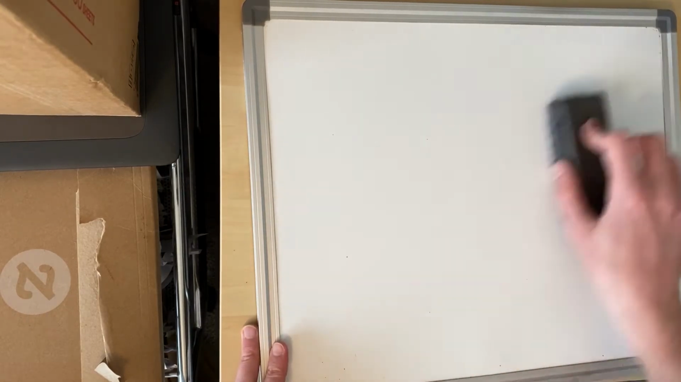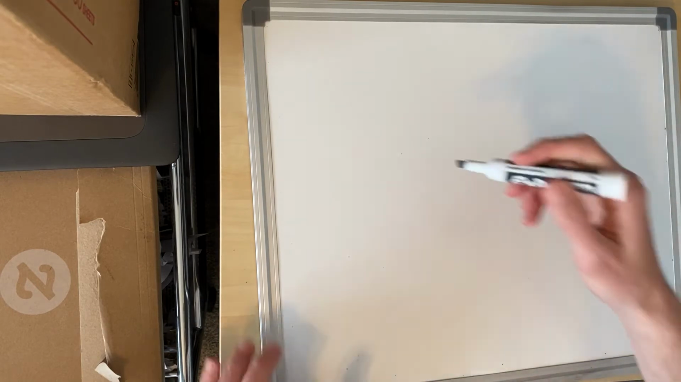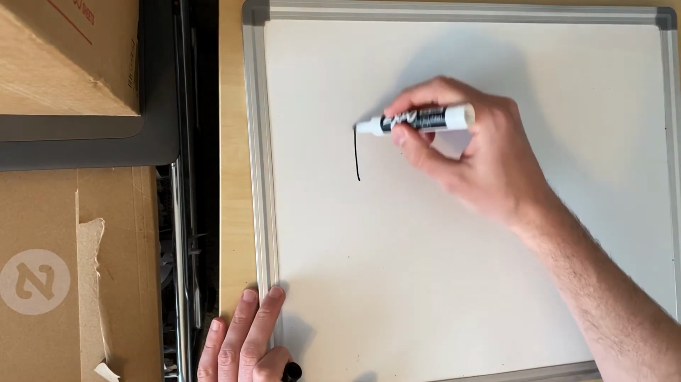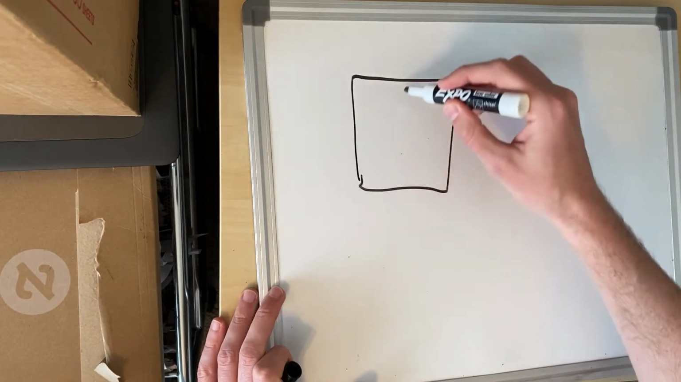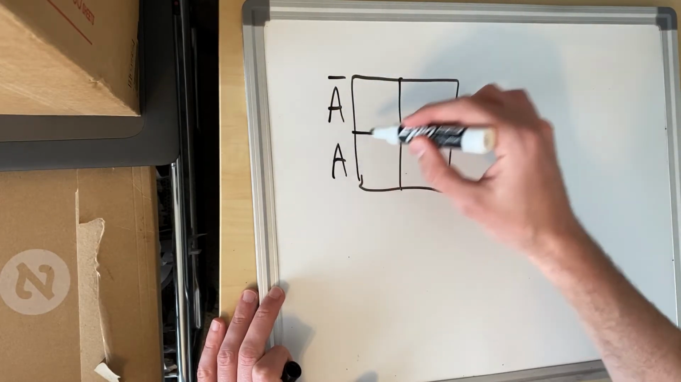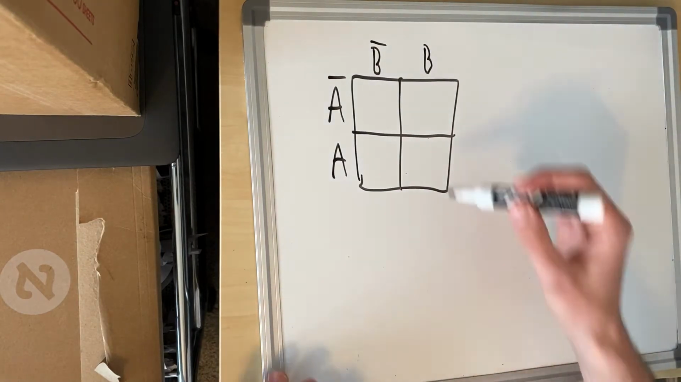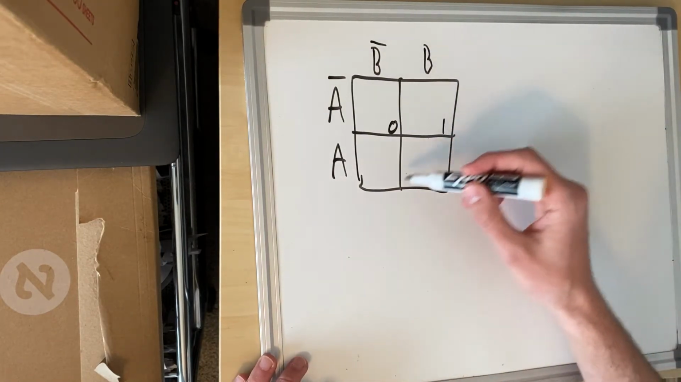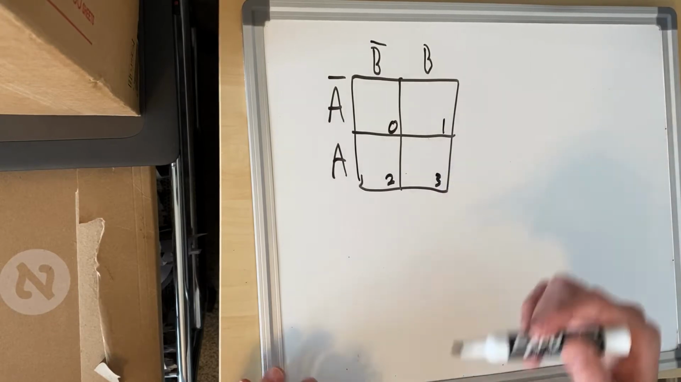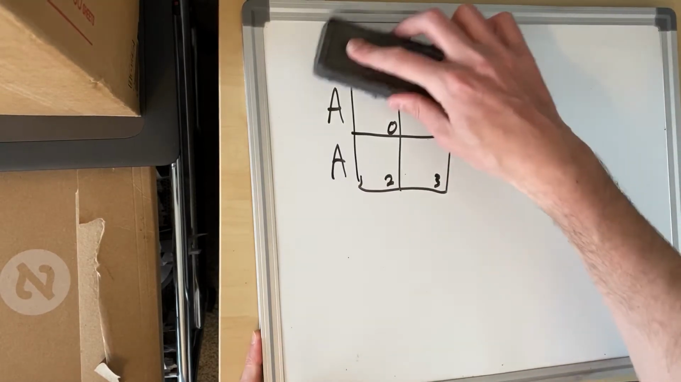So what I want you guys to do right now is write down in your notebooks these 3 templates. You can pause this. The first is a 2 input. It's just a square, and it's going to be not A, A across the top, and not B, B down the side. Then 0, 1, 2, 3. Pretty straightforward, so go ahead and put that in. You can pause this. I'm going to keep moving.